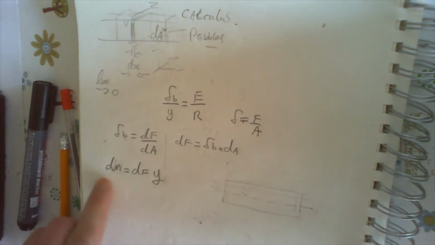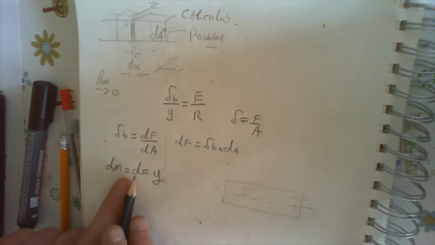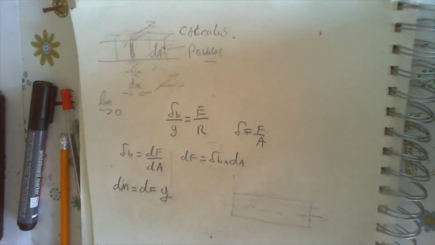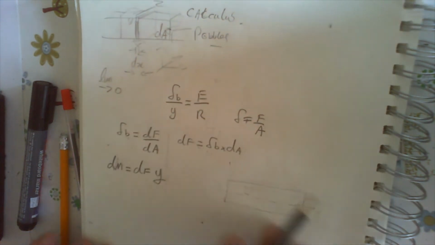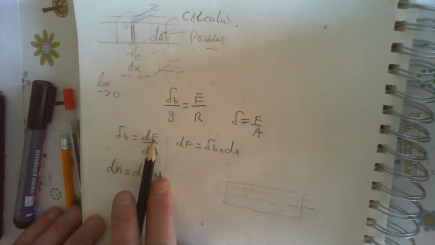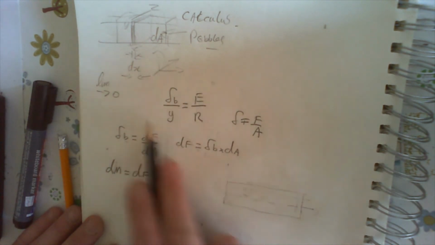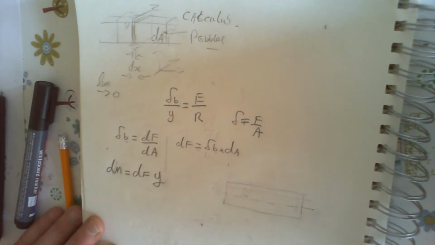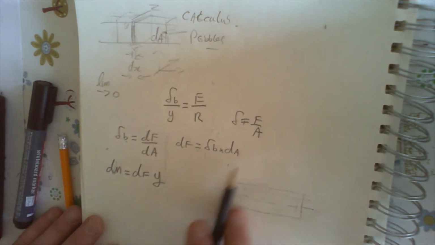This has a dF there and a dm then. In other words, this is only the moment over this tiny area. So a small moment over a small area. And to find the moment, what we would do, we'll substitute this equation up here into here.